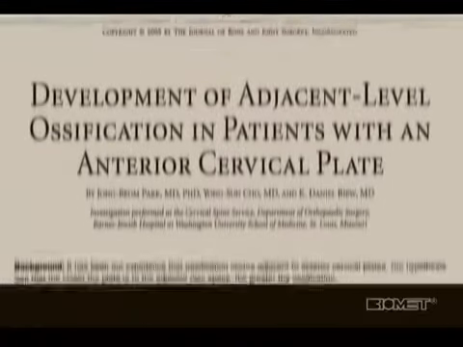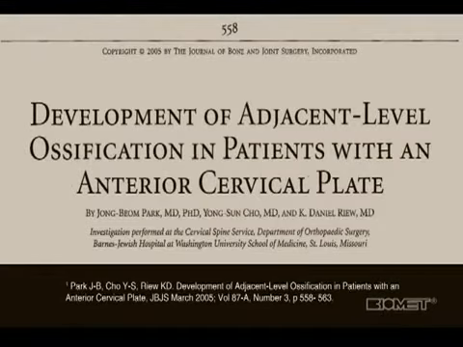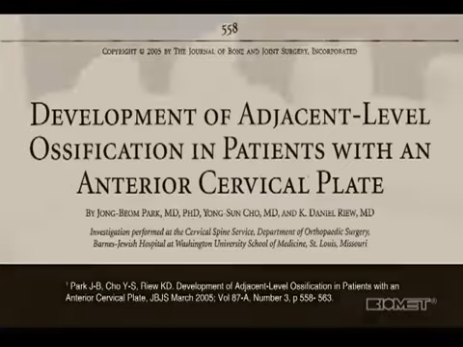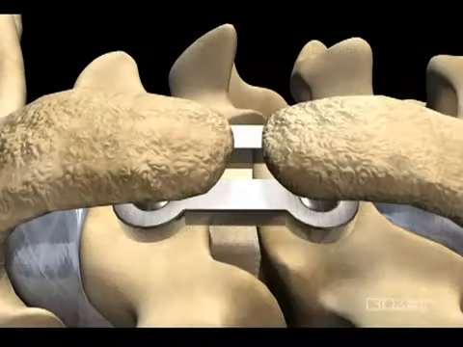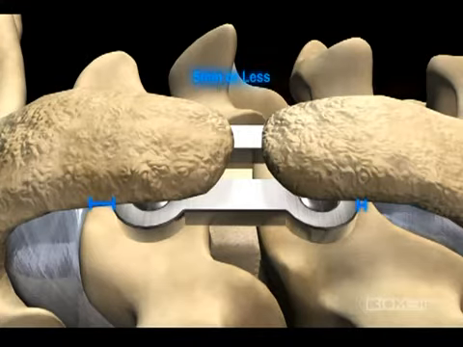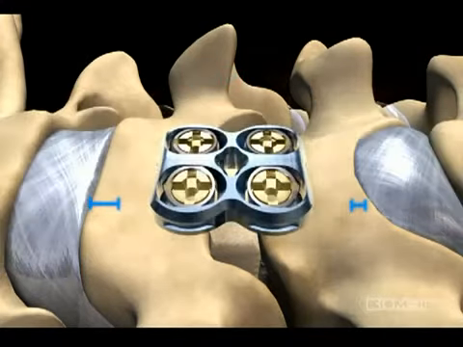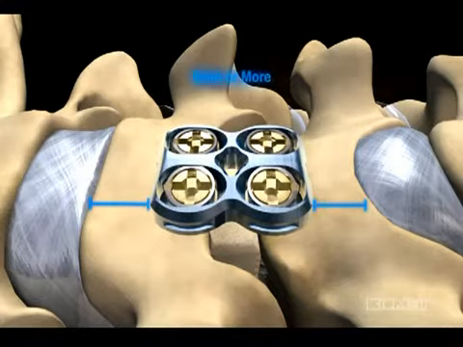Design rationale. A direct correlation has been shown to exist between adjacent level ossification following anterior cervical plate procedures and the proximity of the plate to the adjacent levels. Specifically, a higher rate of adjacent segment ossification was found when an anterior cervical plate is placed 5 mm or less from an adjacent cervical segment, as compared to when an anterior cervical plate is placed 5 mm or more.